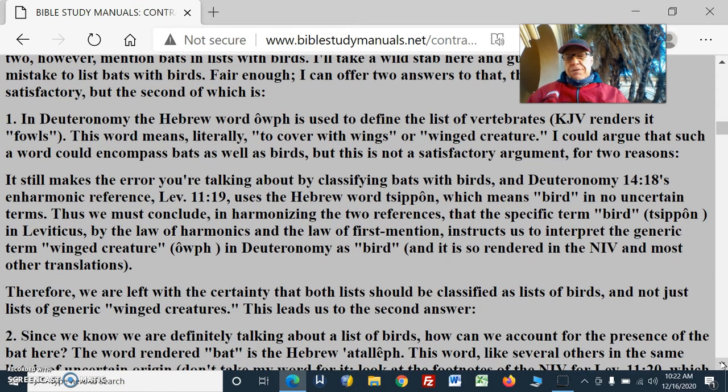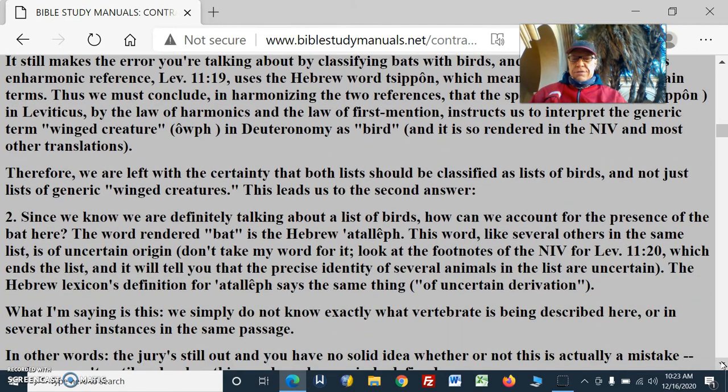A lot of times people find fault with the Bible because the King James writers back in the 16th century misinterpreted. Well, it's not the problem with the Bible, it's the problem with the translators. Therefore, we are left with the uncertainty that both lists should be classified as lists of birds and not just lists of generic winged creatures. This leads us to the second answer, which evidently is going to be satisfactory.